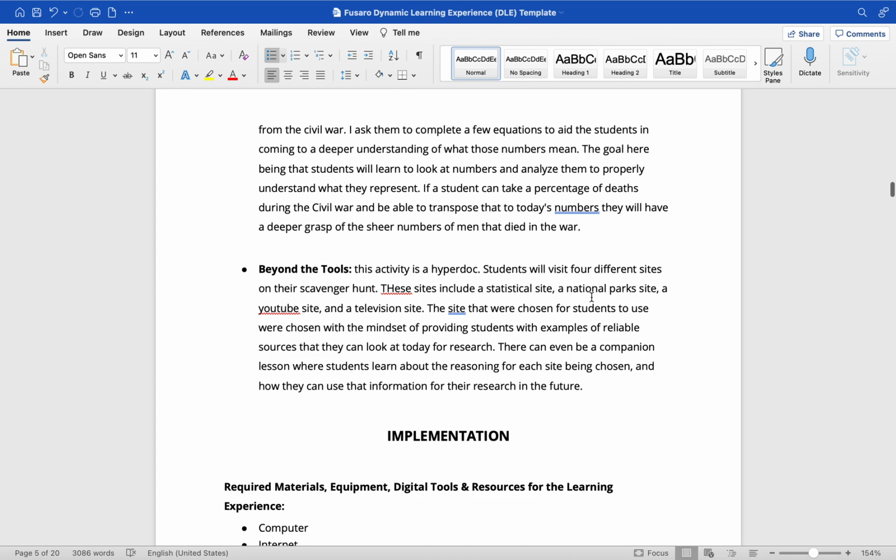Beyond the tools, again, this is a hyperdoc. So this is a document that requires them to go online. They're not going to the library anymore. They're going online. They are looking at different sites, statistical sites, a national park site, a YouTube site, a television site. Again, these are going to be worthy sites for research in the future, so it gives them that understanding of what tools are going to be appropriate to use, and they're going to be able to use that in the future in future classes and in college.